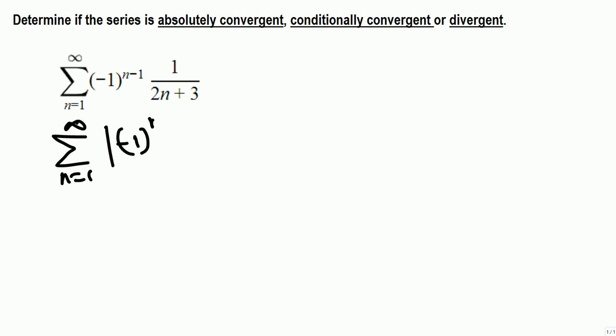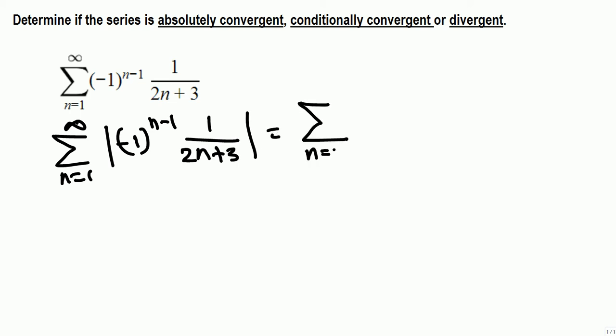So n from 1 through infinity of negative 1 to the n minus 1 times 1 over 2n plus 3 is the same as n from 1 through infinity of 1 over 2n plus 3. This is all positive, and 1 over 2n plus 3 is always positive, so we don't have to write the absolute value anymore. We get a series of positive terms. Now we want to show if this series is convergent or divergent.